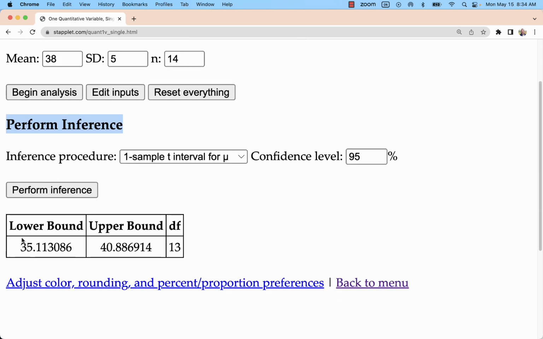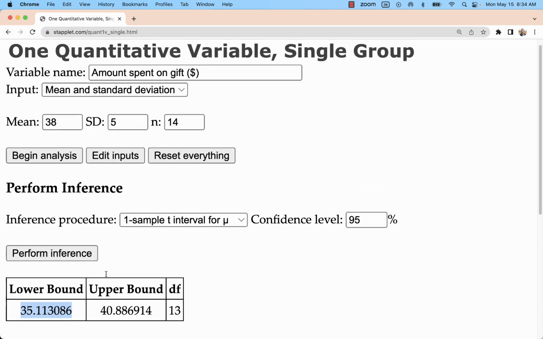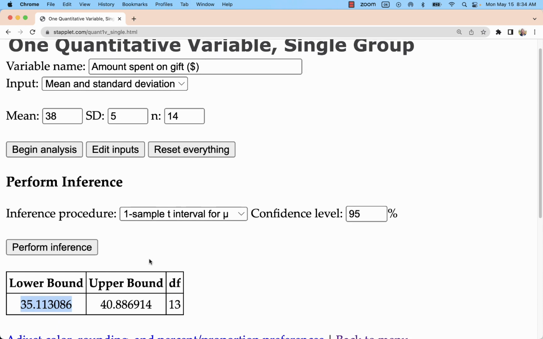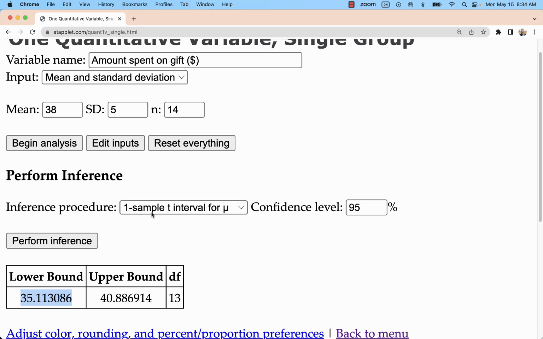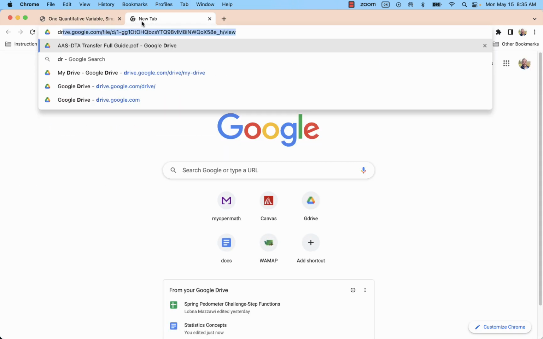Perform inference gives us our lower bound, upper bound, and df stands for degrees of freedom, which is n minus 1 for one variable. From the lower and upper bound, we can either report our trilinear inequality for the confidence interval, or if we need to find the margin of error, we would need to subtract and divide by 2. We already do know the point estimate, so the confidence interval would be 38 plus or minus a margin of error, and to find that, I'm going to go to the Desmos Scientific Calculator.